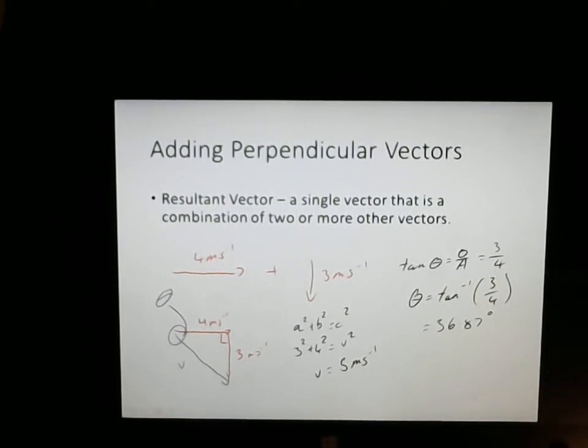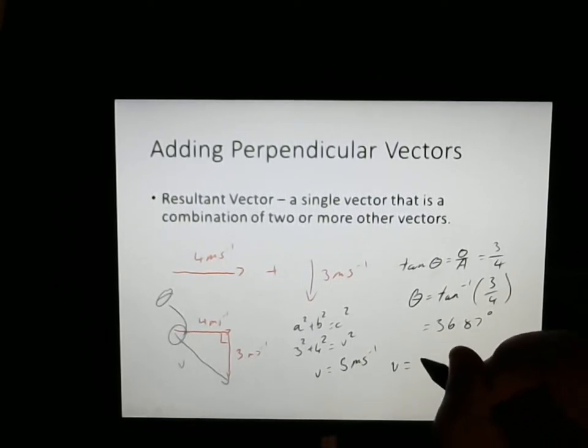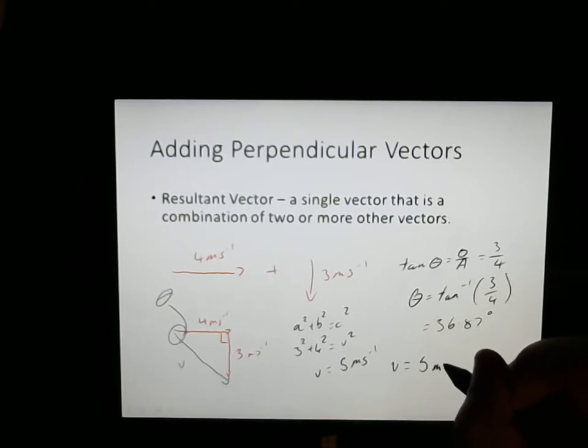Do be careful. A lot of you may be putting your calculators into radians for other subjects, and if you have it in the wrong unit, you will end up with the wrong answer. So be aware of that. Now we need to write our final answer. V is equal to 5 meters per second.